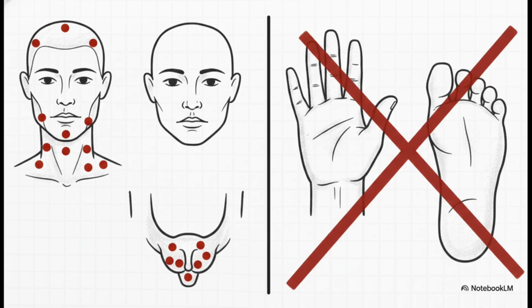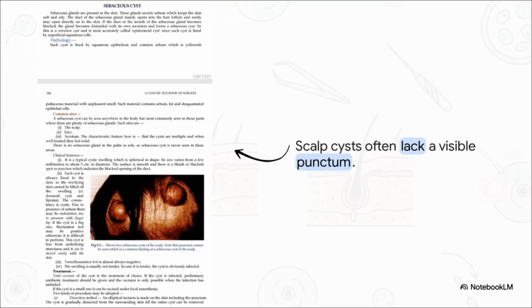But here is your absolute golden rule for differential diagnosis. You will literally never see a true sebaceous cyst on the palm of a hand or the sole of a foot. Why? Because there are 0 sebaceous glands there. No glands, no cyst. Now, when examining cysts on the scalp, there's a really interesting clinical quirk. Usually, we expect to see a specific diagnostic marker called a punctum, but on the scalp, they often completely lack that visible punctum. So don't let a missing punctum trick you into ruling out a sebaceous cyst if it's on the head.